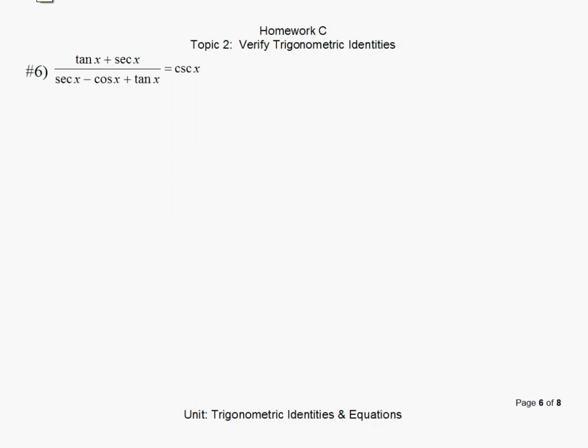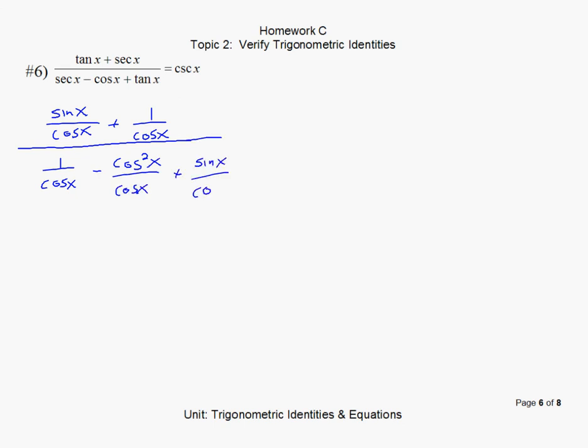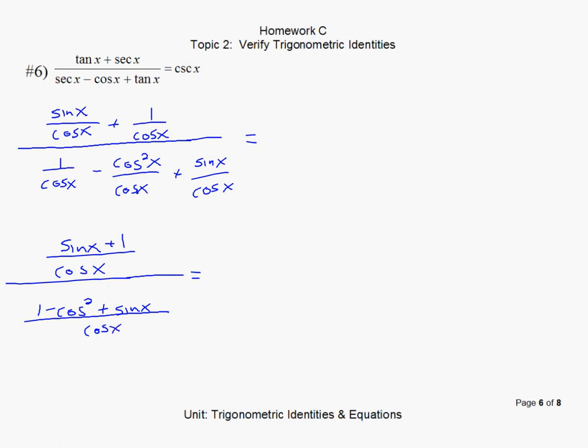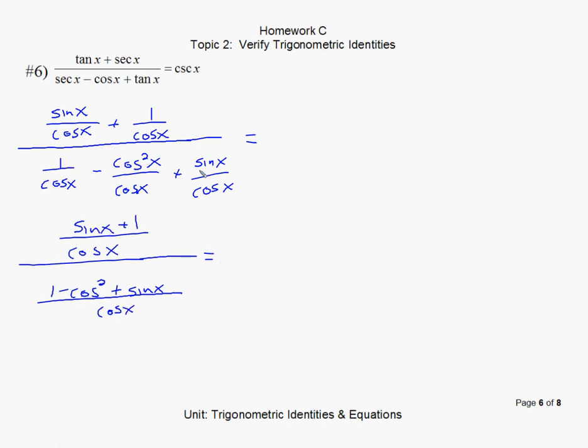Number 6, I would change everything into terms of sine and cosine. Not the only way to do the problem, but it works out lovely for this one. I also took the liberty of changing this cosine to get common denominators with these. So this is cosine over 1, multiply the top and bottom by cosine, you get cosine squared over cosine. Combine your fractions, sine plus 1. The numerator and our denominator, we got 1 minus cosine squared plus sine, which is what this is all about down here.